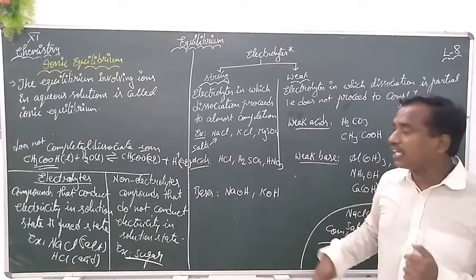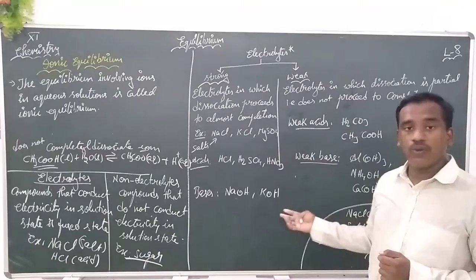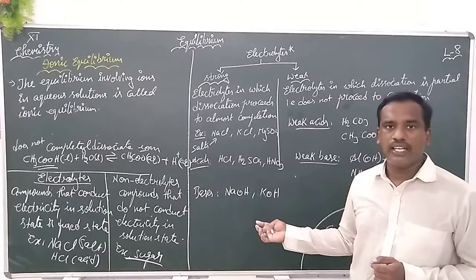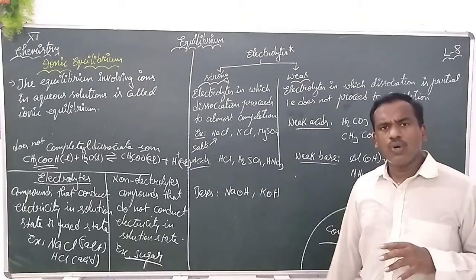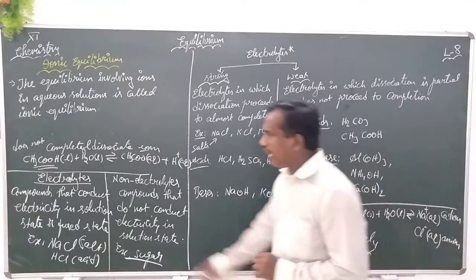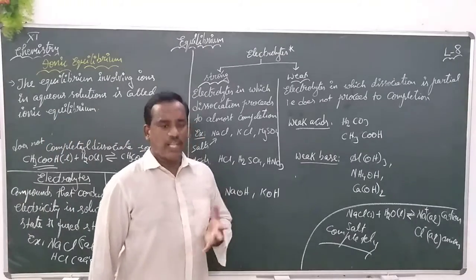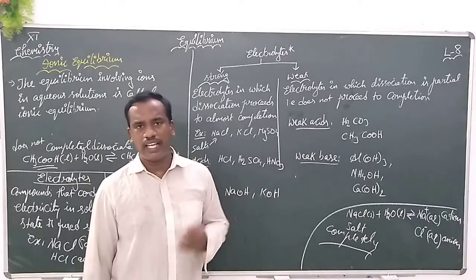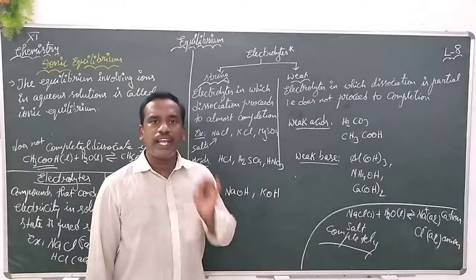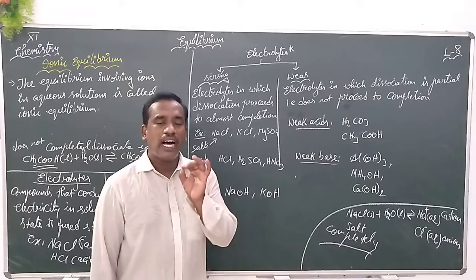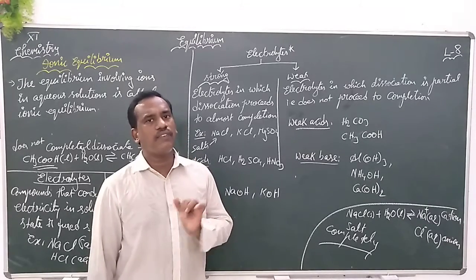Or you can take substances like acids: HCl, H2SO4, HNO3. These are all called very strong acids, right? And the bases also we know: sodium hydroxide, potassium hydroxide. So our substance, the electrolyte, may be a salt, or an acid, or a base. So now we are bringing again the point of difference: our electrolytes are further classified into two types, strong electrolytes and weak electrolytes.